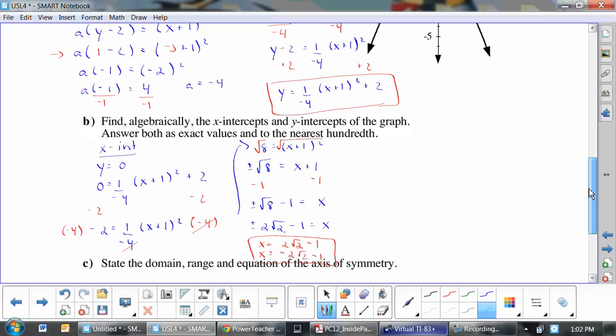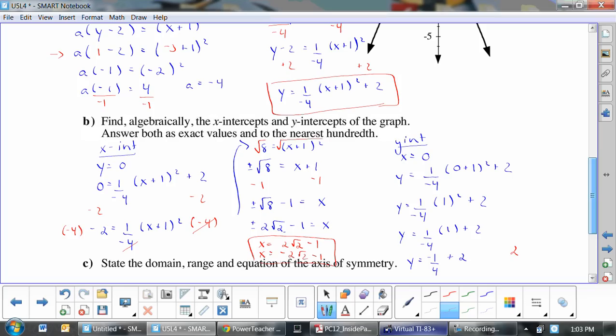Okay. And then for the y-intercepts, what do we make 0? You got it. So these ones are a little bit easier. So we get 1 negative 1 quarter is equal to 1 plus 2. And because it's nice to keep things in exact values, we know that 2 is equal to 8 over 4. So we can go y is equal to 1 over 4 plus 8 over 4, and y is equal to 7 over 4. Okay. Is this making sense to everyone?